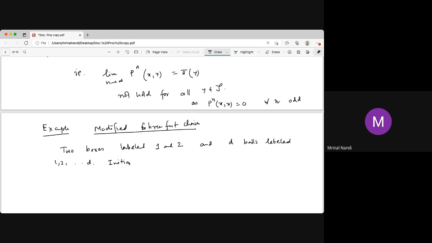Initially, some balls are in box 1 and the rest are in box 2. Now an integer is selected randomly, uniformly, with 1 by D probability.